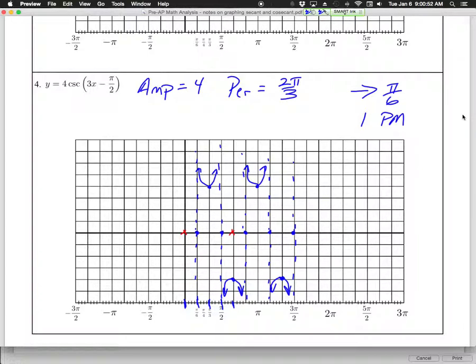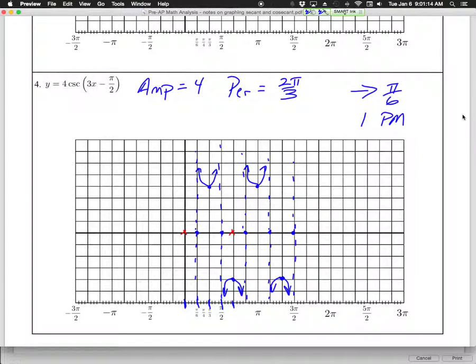So how many ups and downs do you need to have 2 periods? You need 2 ups and 2 downs. Rachel? If you had a negative somewhere in there, would that change the direction? Like would your top dot go down? Your top dot would be a bottom dot instead.